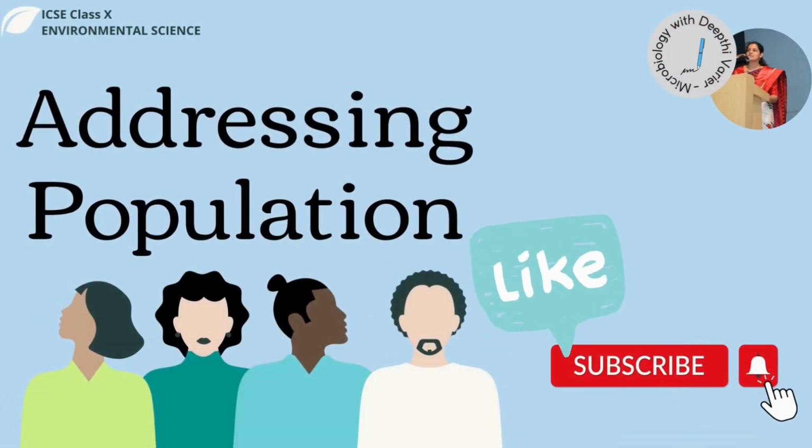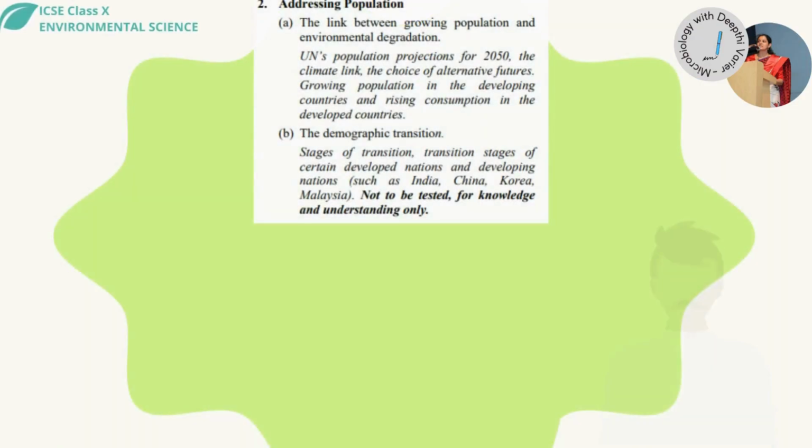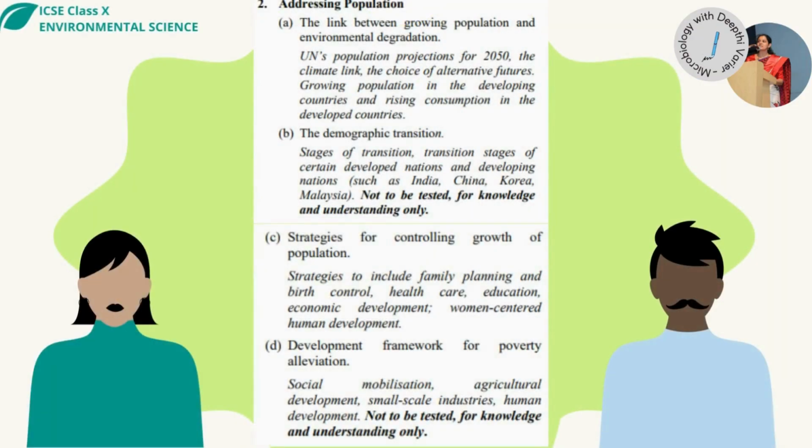Hello all. In this video, let's review chapter 2, that is addressing population, from the ICSE environmental science syllabus. Now, as you all know, population is the total number of organisms of a particular species, and in this case we are talking about the human population. So we'll be first looking at the link between the growing human population and the degradation of the environment.